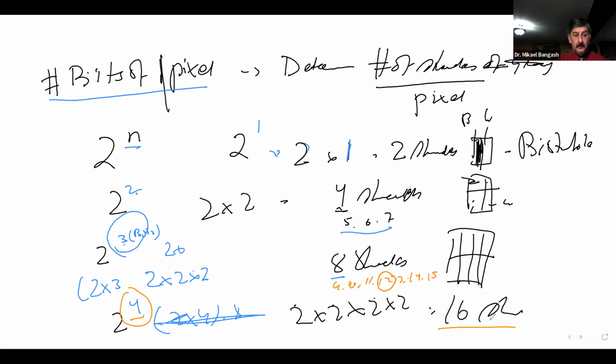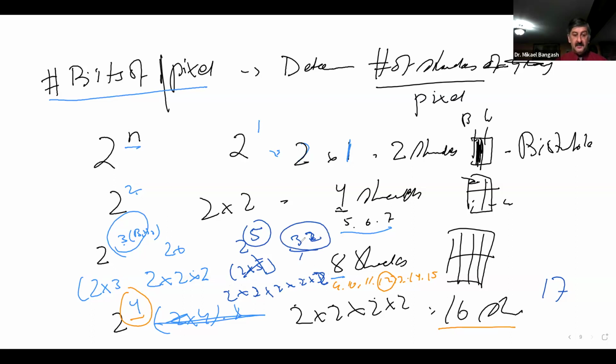What if you have 17 shades? That's going to be 2 raised to the power 5. But this 2 raised to the power 5 doesn't mean 2 multiplied by 5. That is wrong. It's going to be 2 times 2 times 2 times 2 times 2, 5 times: 1, 2, 3, 4, 5. And then you just go: 2 times 2 is 4, times 2 is 8, times 2 is 16, times 2 is 32. So 5 bits can give you up to 32 shades per pixel.